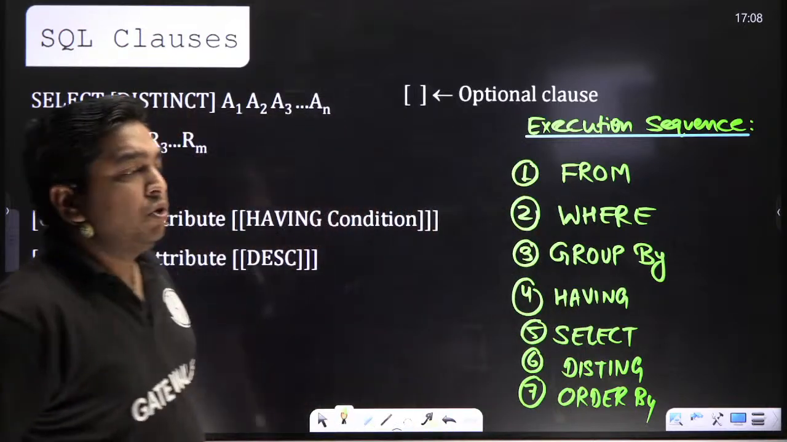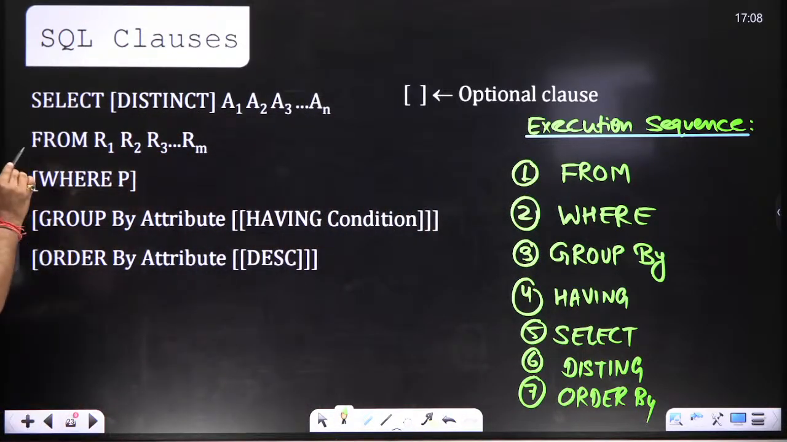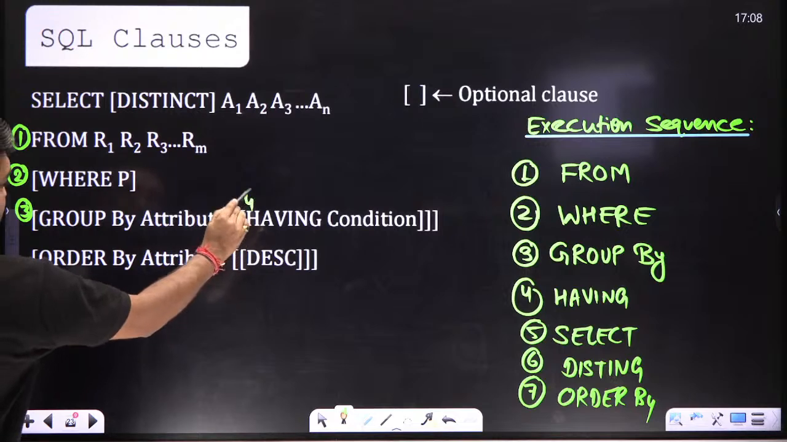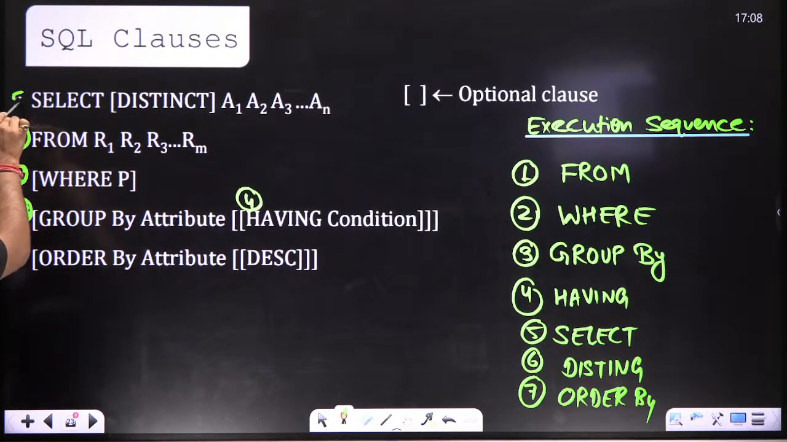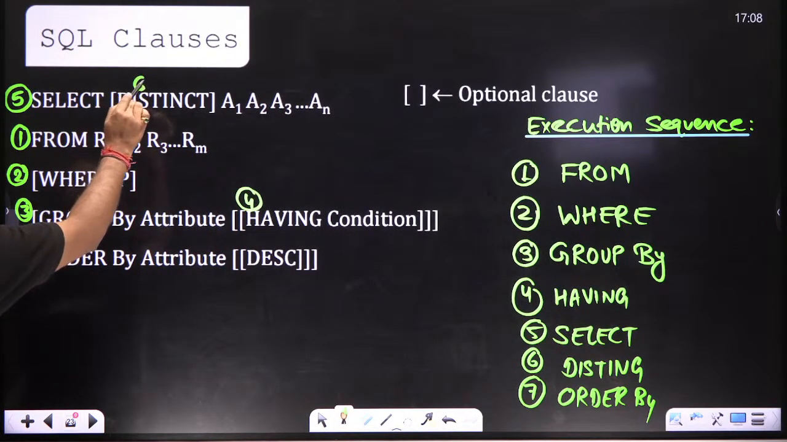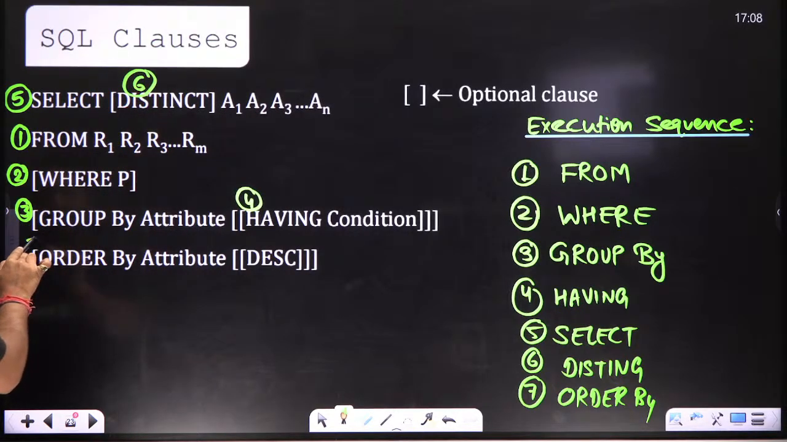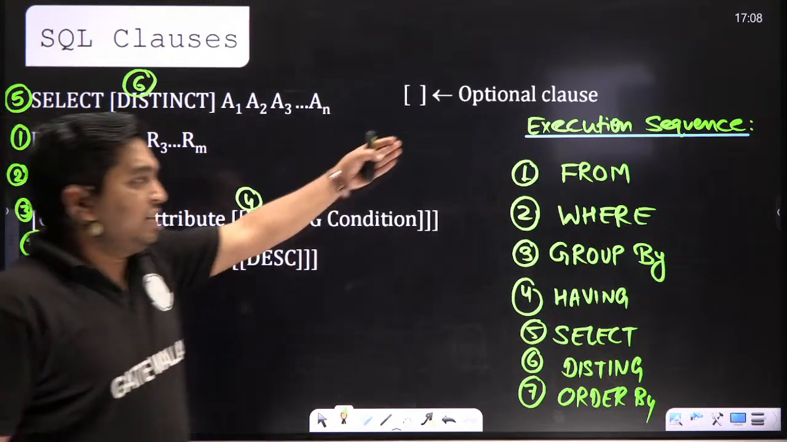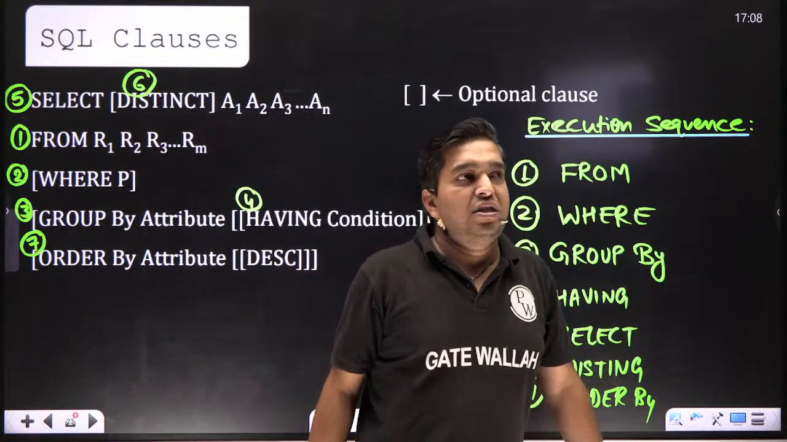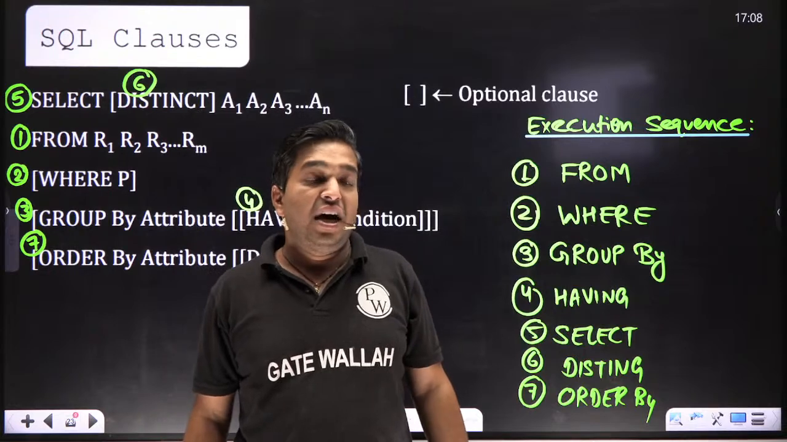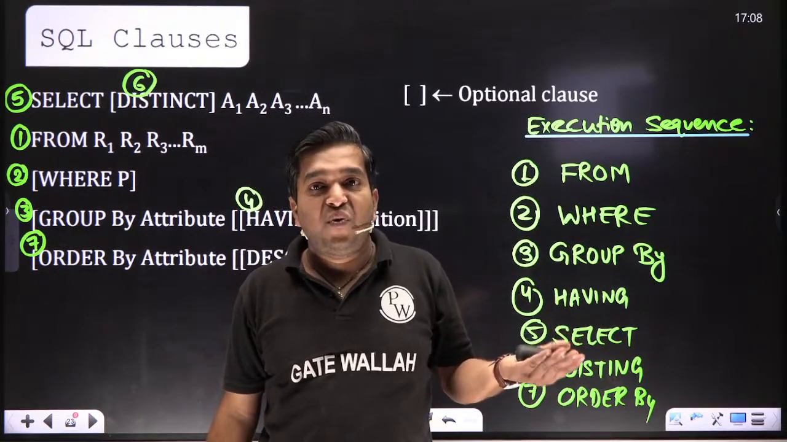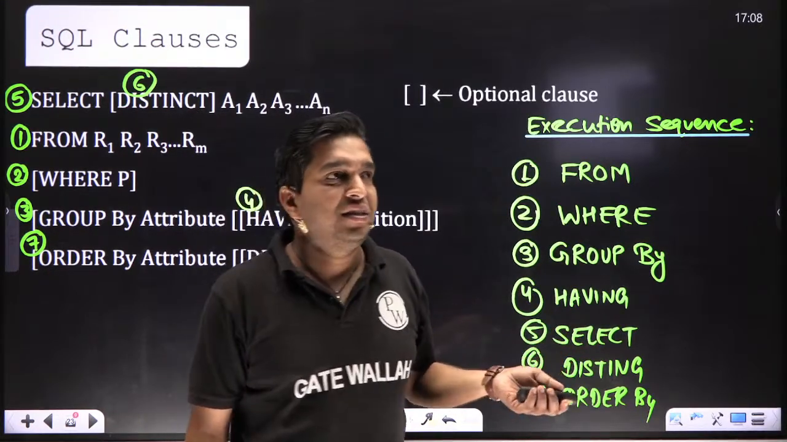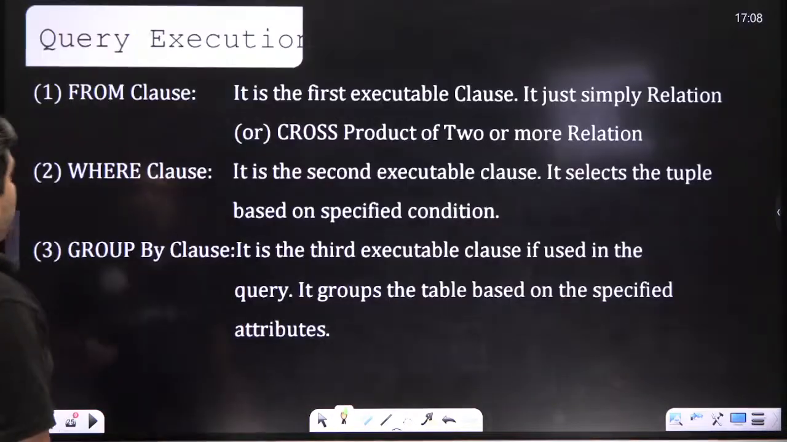Clear children? So first of all the from clause will execute, then the where clause, after that group by, if we have a having clause then this one, then the select clause. If you want distinct values then the sixth one, after that ascending or descending order, then the seventh one. This is the execution sequence, children. I think it is crystal clear for all of you. Clear? Now, the first clause is what?